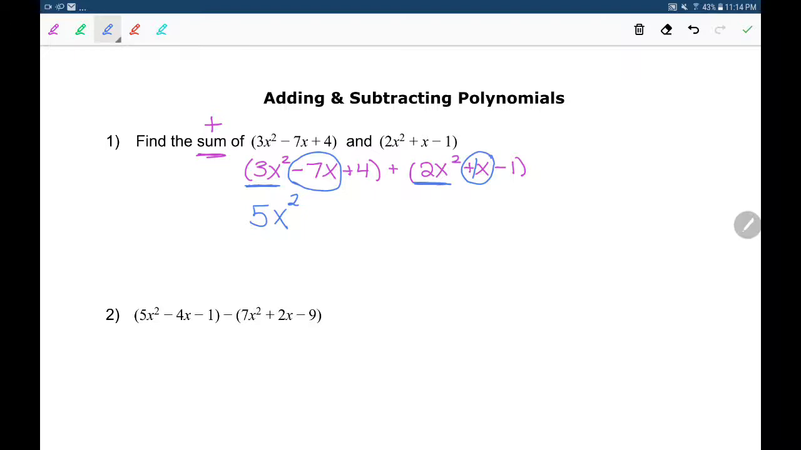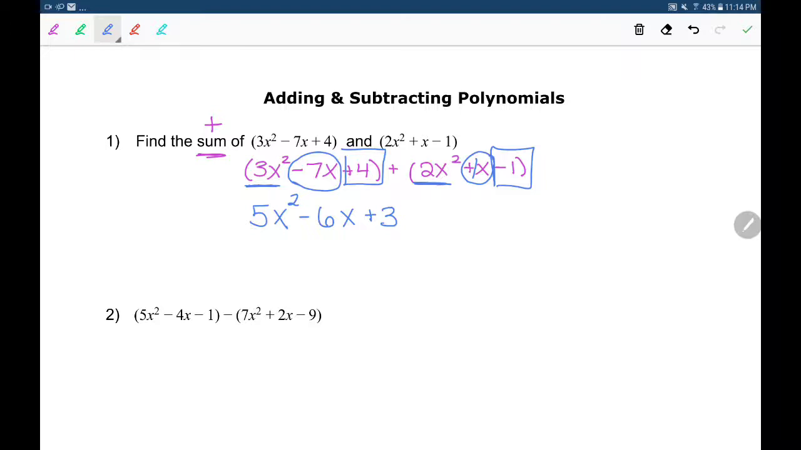So just like we did before, we're adding our coefficients. Negative 7 plus a positive 1 gives us a negative 6. So we've got a negative 6x. So that x is just coming along for the ride. Last but not least, we have our constants. So we have a 4 and a negative 1. 4 plus negative 1, or 4 minus 1, is going to leave us with a positive 3.